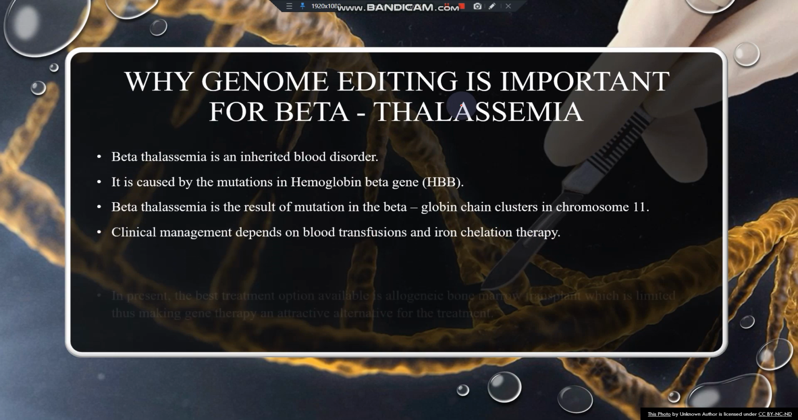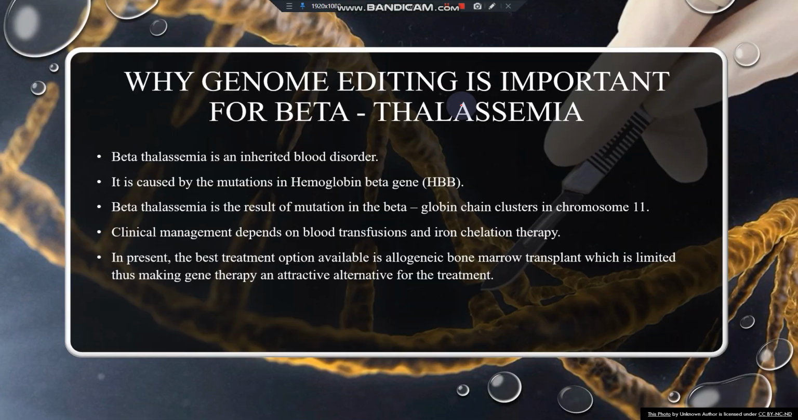In the next slide, we are going to talk about why genome editing is necessary for beta thalassemia. As we know, thalassemia is an inherited autosomal recessive disease resulting from mutations in the alpha globin and beta globin gene clusters. But here we are going to talk about beta thalassemia, so alpha thalassemia is not required.